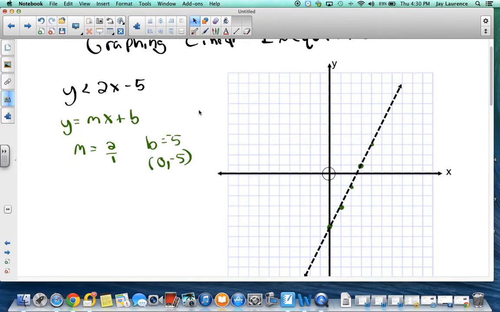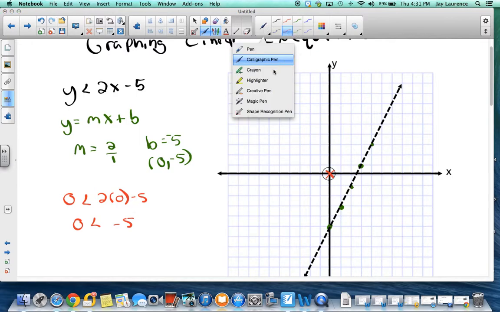All right, so let's see here. Okay, now remember there also needs to be shading, and I like to figure out my shading by using a test point. I love to use the origin if possible, and the coordinates of the origin are (0, 0), so I'm going to plug 0 in for y. Is 0 less than 2 times 0 minus 5? Oops, unnecessary parenthesis there. Sorry about that. All right, so 0 is less than -5. Is that true? No, it is not.